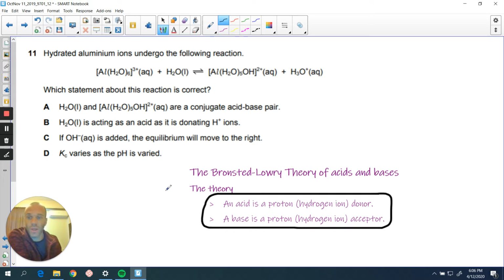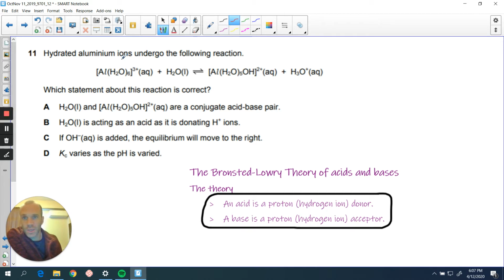Now, in previous years, you might have thought of, for example, bases as being hydroxide ions, and that's not quite the case, okay? We have to move on from that definition. So a base will accept hydrogen ions and an acid will donate them. Right, so let's look at this equation.